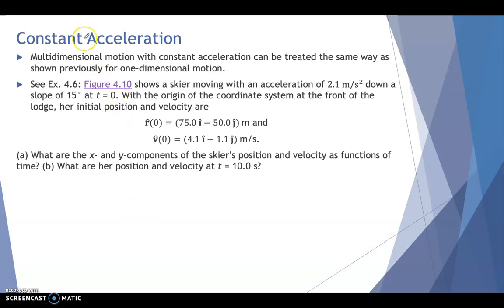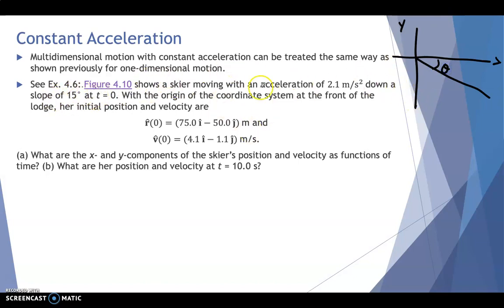Okay, so I'm going to go ahead and show you guys this through an example 4.6. Okay, there's a figure in your textbook 4.10, and it shows a skier moving down a slope. So I'm going to draw a representation over here. So this is going to be the y-axis, this is going to be the x-axis. Okay, and my angle is going to be exaggerated here. That's going to be 15 degrees.